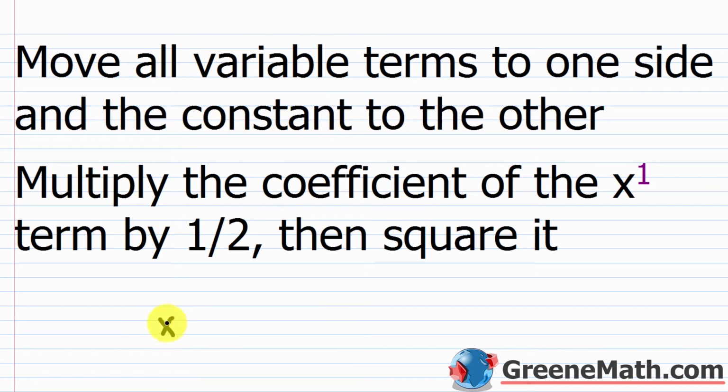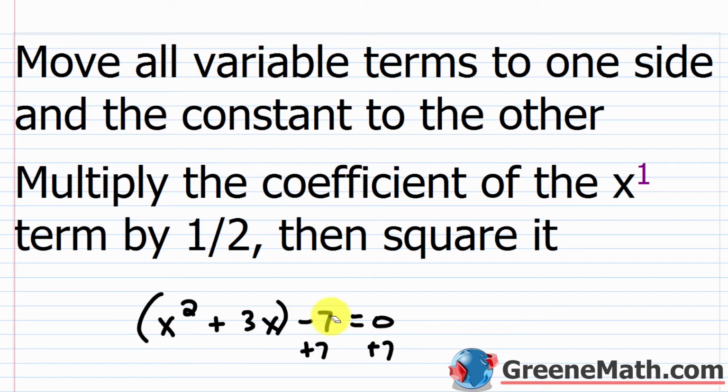So let's say I had something like x squared plus 3x minus 7 equals 0. What I want is this part right here on one side by itself, and the number on the other side. So I would just add 7 to both sides of the equation, okay? That way over here, this is equal to 7, all right?